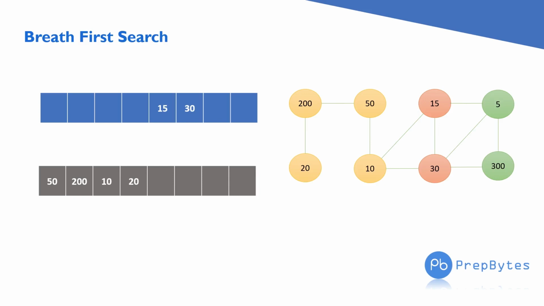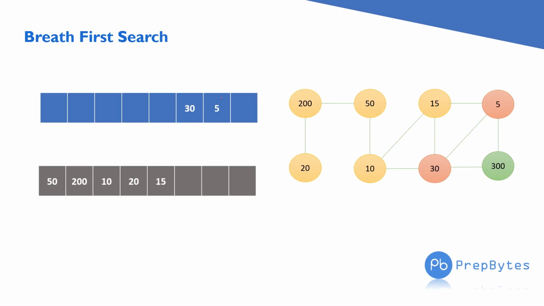Then come to 15. Is there any neighbor of 15 which is not yet visited? Yes, there is a neighbor, 5, which is not yet visited. So what we have to do is dequeue 15, print 15, and add 5. Okay, done. It's very simple.